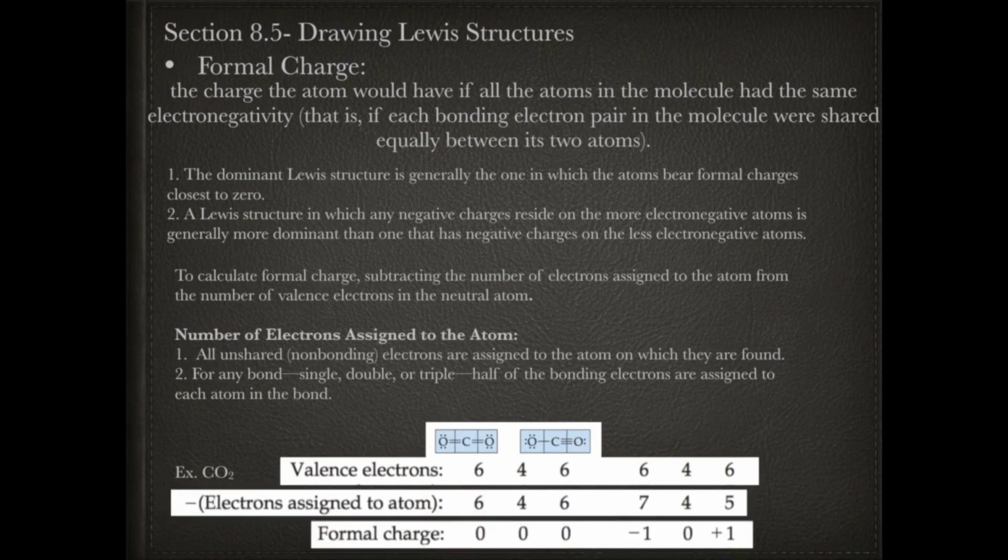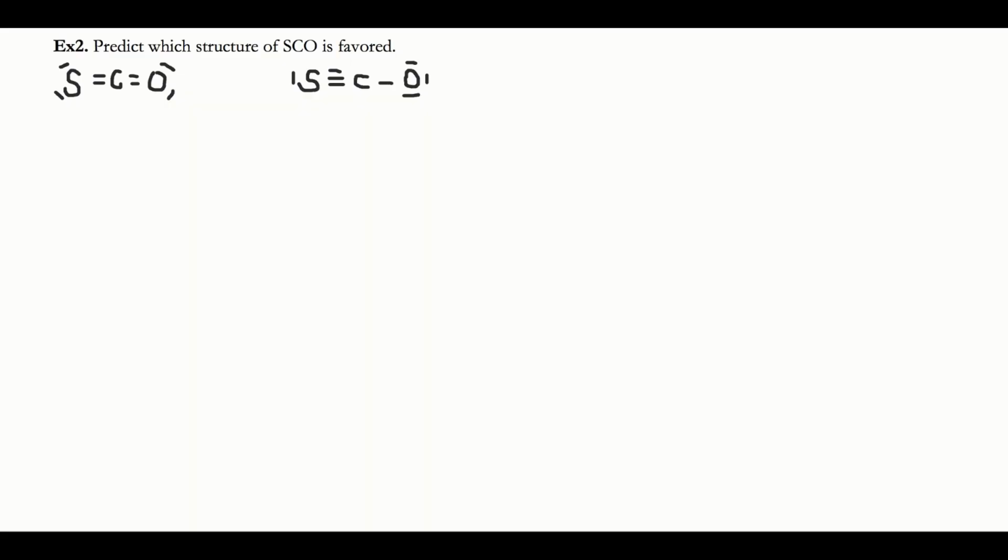And what you notice for the formal charge, the Lewis structure on the left-hand side has an overall formal charge of 0, while the one on the right-hand side has a formal charge of -1 and +1. So that tells us that the Lewis structure that's on the left-hand side is the dominant structure, and therefore we know that carbon dioxide exists like that with 2 double bonds instead of a single bond and a triple bond. So let's look at this example.